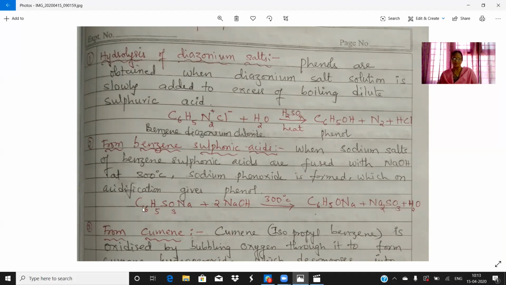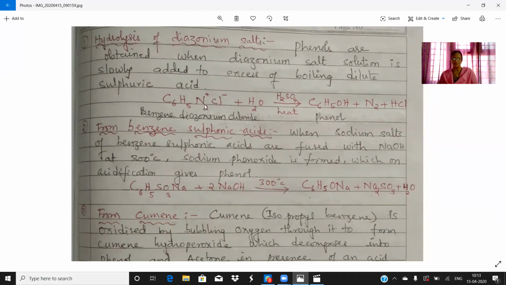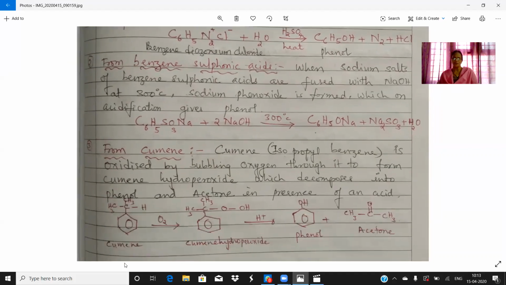Let us see the equation. C6H5SO3Na. This is sodium salt of benzene sulfonic acid. When it is fused with, that is to this sodium hydroxide is added and heated to 300 degrees centigrade. Then we get the sodium salt of phenol. This is also known as sodium phenoxide or sodium phenate. When we add acid to this, we will get phenol. This is second preparation.